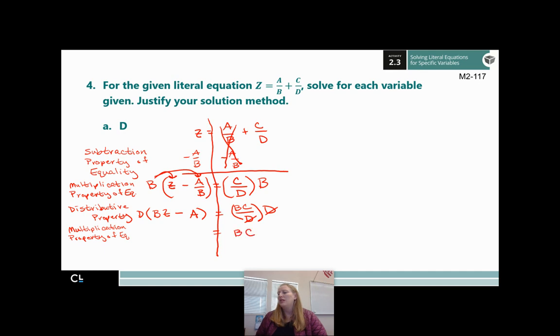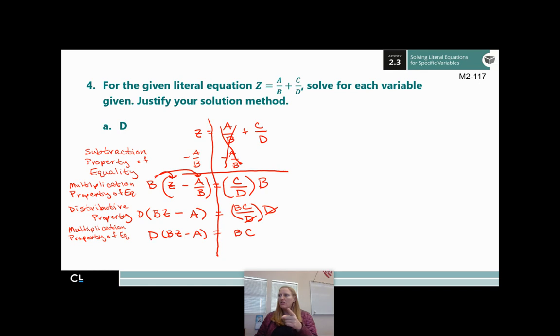We've got a BC over here. Now, normally I would distribute, but remember we're trying to get D alone. I don't want to spread D out. I want to keep D like by himself. So I am not going to use distributive property because I want to get D alone. I don't want to spread it out.